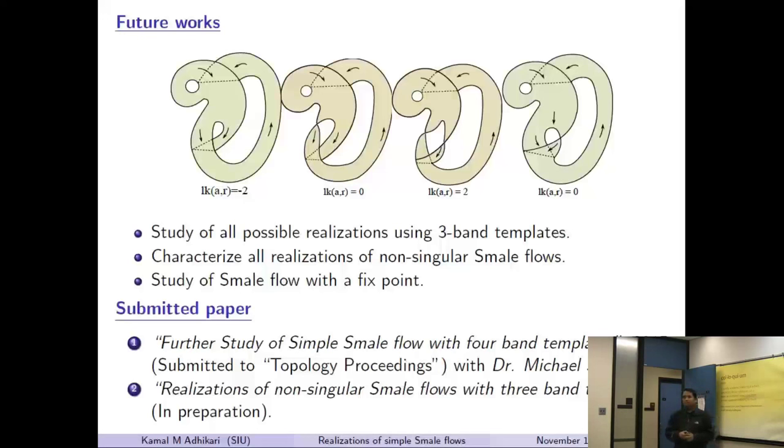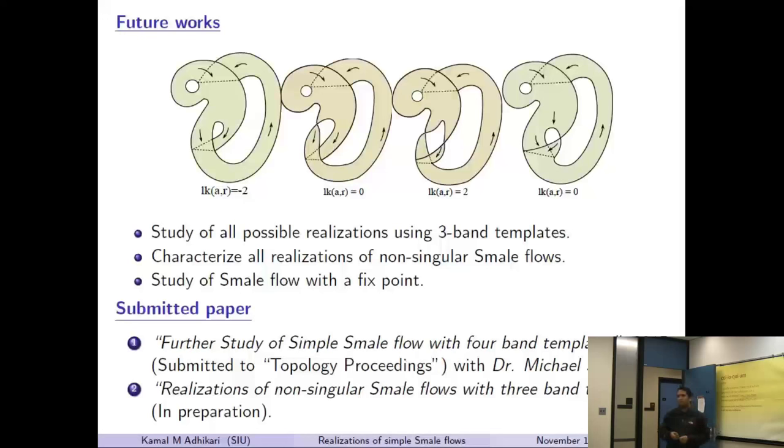Is there any reason you focus on three band templates? Why not more? Because before me, Professor Sullivan, when he studied the Lorenz Smale flow, that was a two band template. And Elizabeth Haynes, before me, studied a four band template. So the three band template was not being studied.